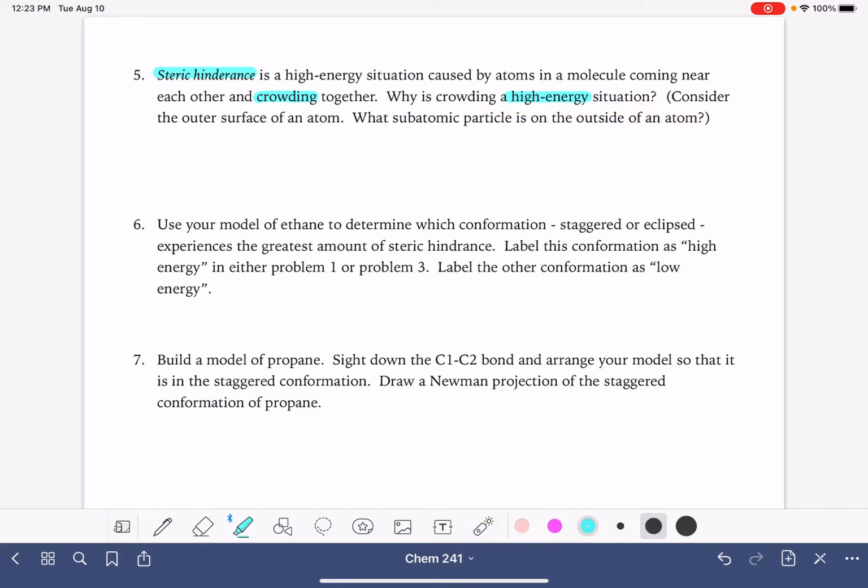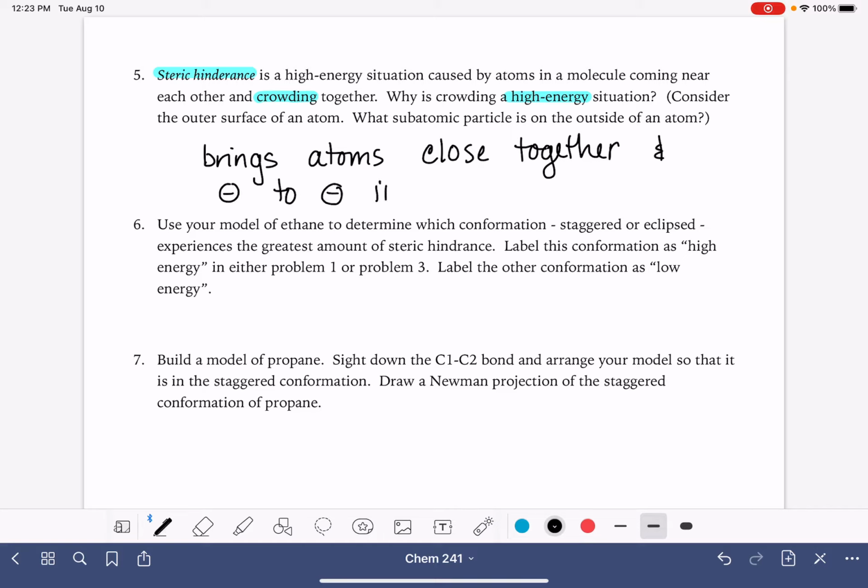It's high energy. The reason for this is because on the outer surface of all of our atoms, we have electrons. The outside of every atom is negatively charged with that electron cloud. So crowding brings the atoms too close together. These atoms are not interested in bonding with each other, so as they're coming close together, they're not trying to bond. And then we get that negative to negative interaction of the electron cloud, which is an unfavorable situation.